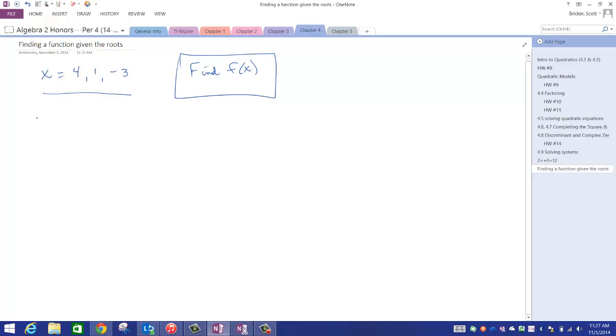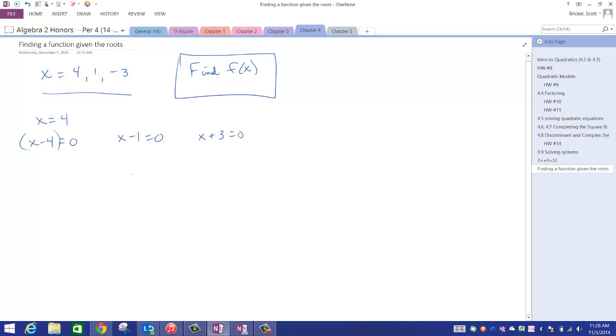Well, you'll recall, hopefully, that if I found the zero to be x equals 4, if I subtracted 4 from both sides here, that would mean that this came from the factor x minus 4 equals 0. So consequently, this zero of 1 must have come from the factor x minus 1 equal to 0, and negative 3 must have come from the factor x plus 3 equal to 0.